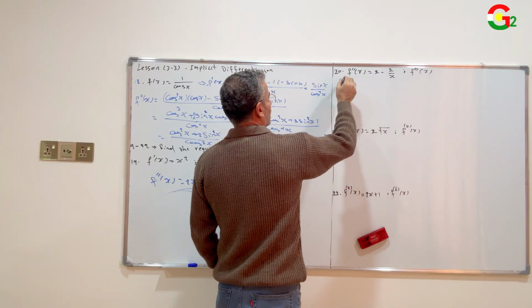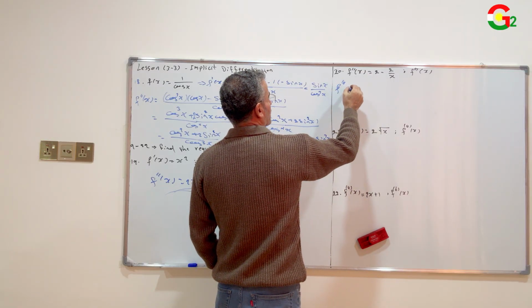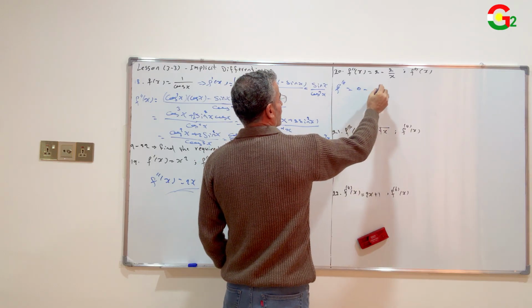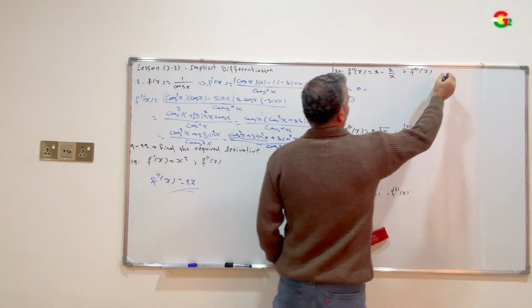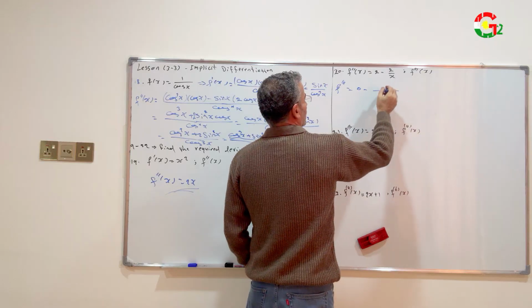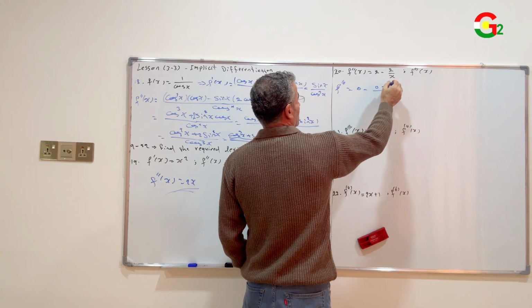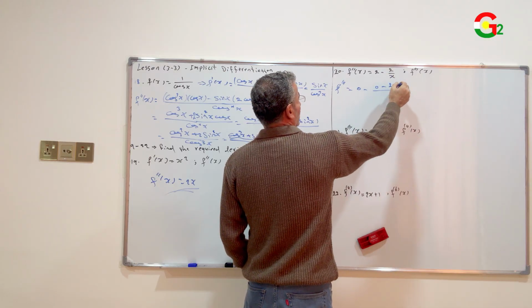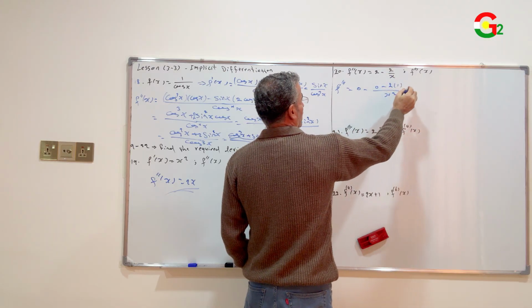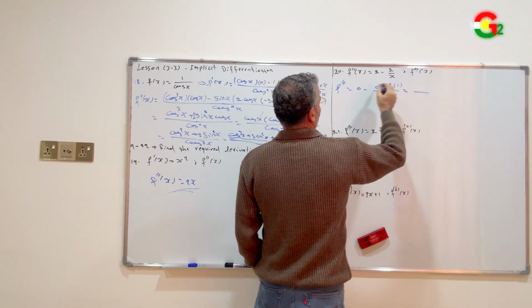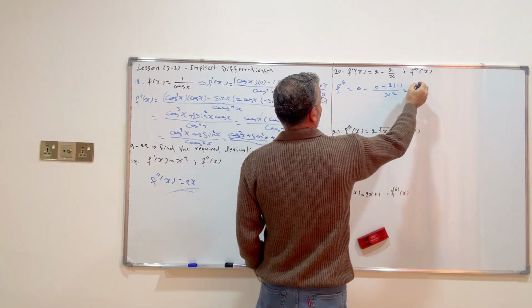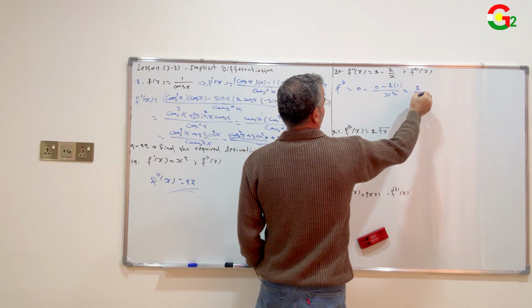Derivative of 2 is 0, minus the denominator times the derivative of the numerator 0, minus the numerator times the derivative of the denominator 0, over the denominator squared. Negative times negative is positive: 2 over x squared.